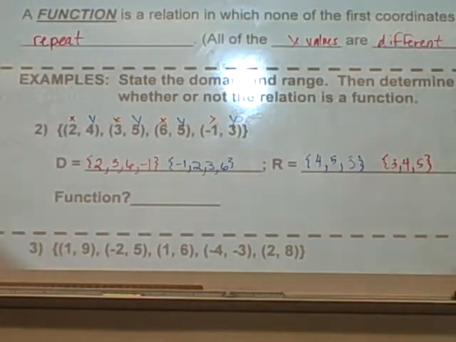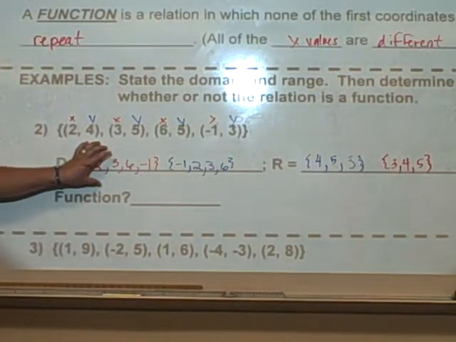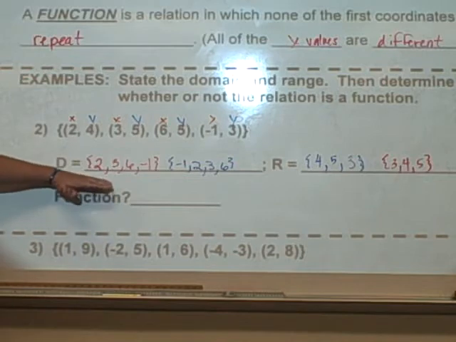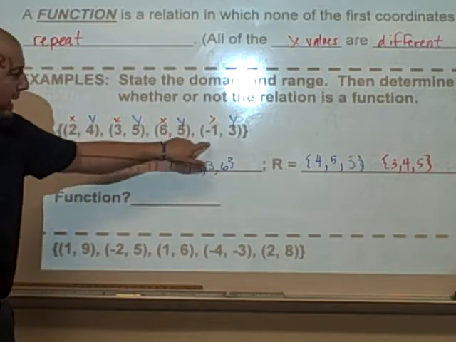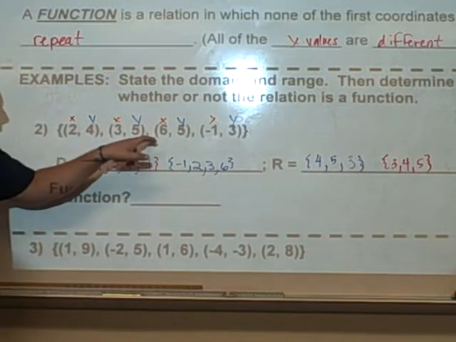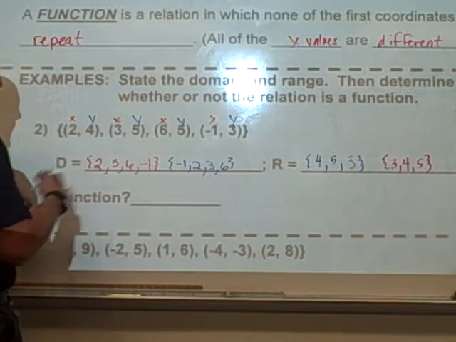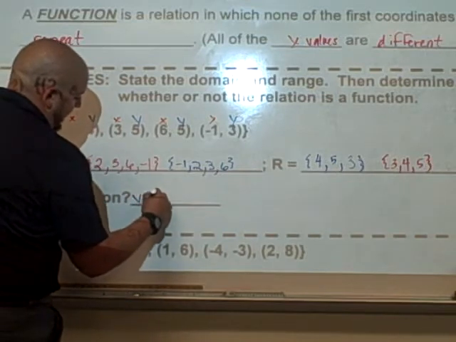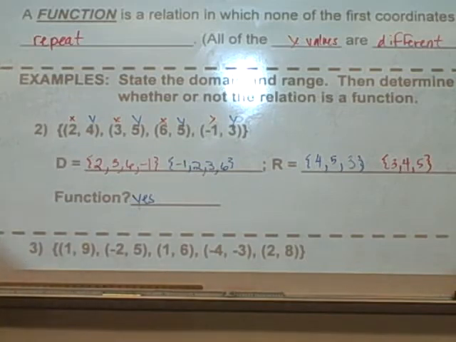So let me ask you this. Is it a function? What are we looking at? Are we looking at the range or the domain? Well, we're looking at the domain, the x values. Do any of the x values repeat? Well, 2, 3, 6, -1. I only said them all once, so none of the x values repeat, so yes, this is a function. No x value repeats.